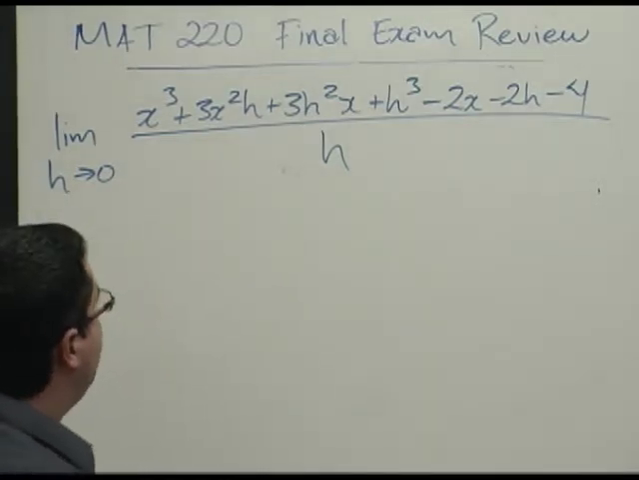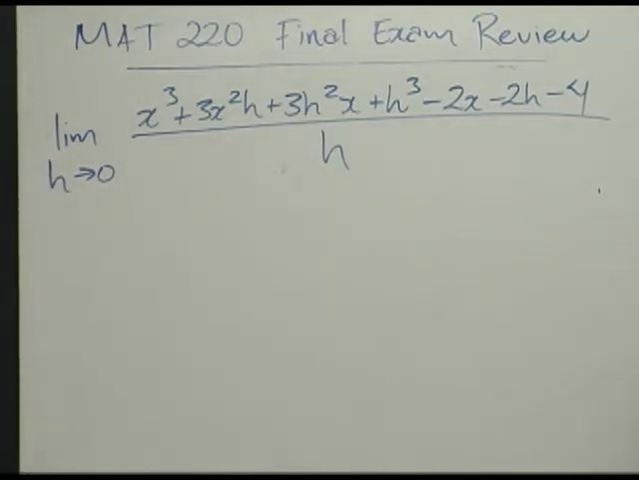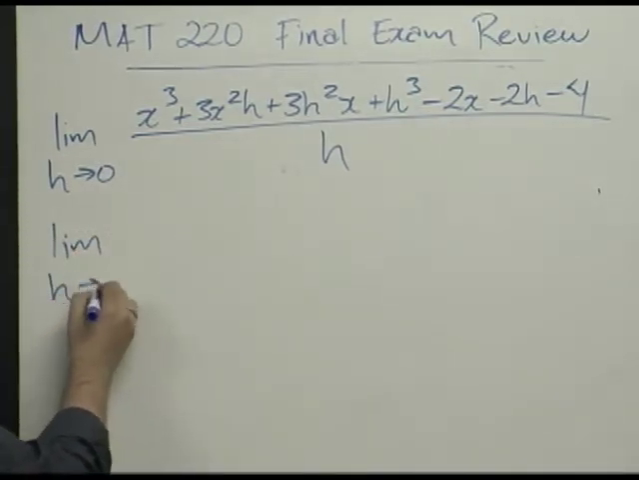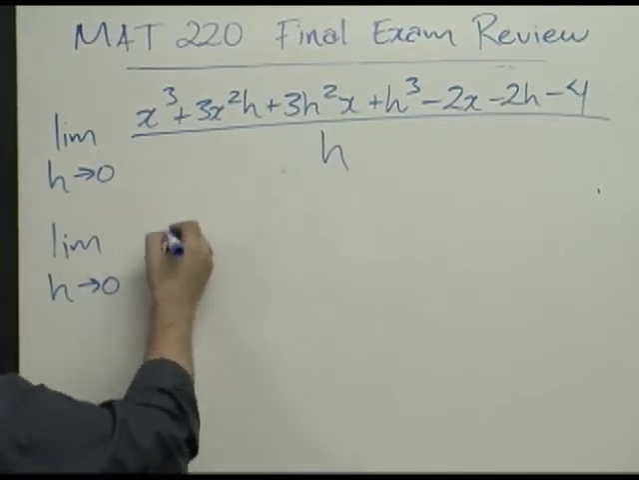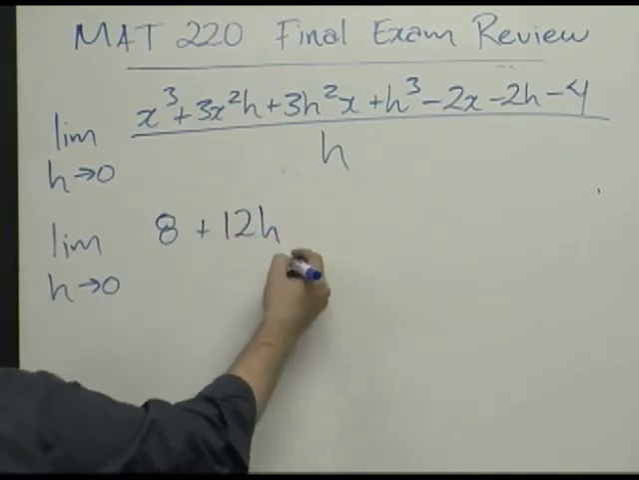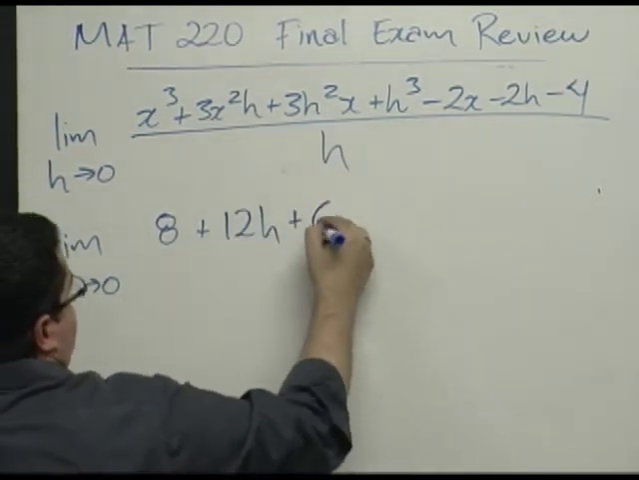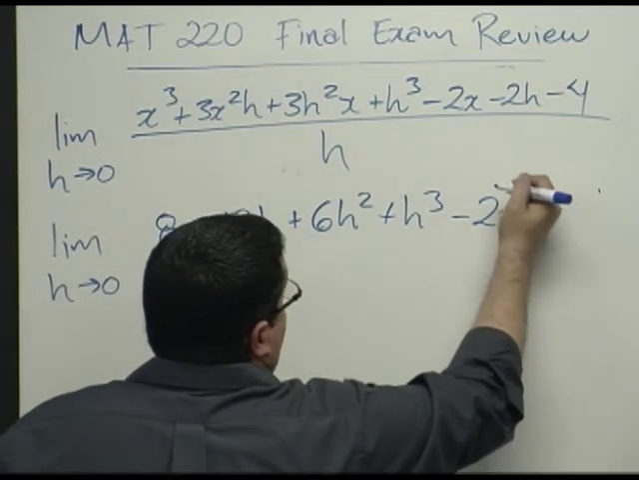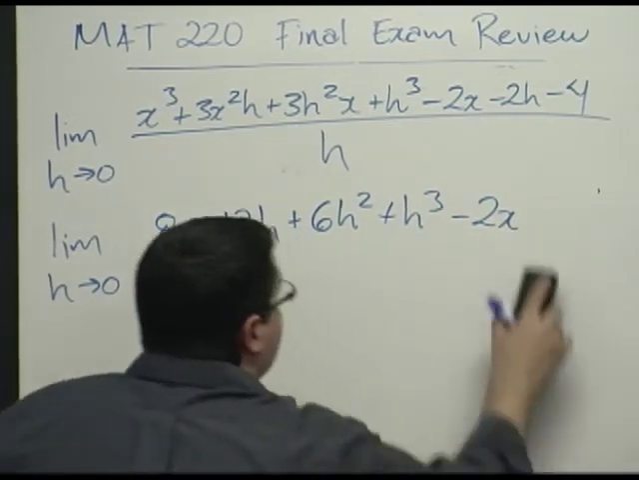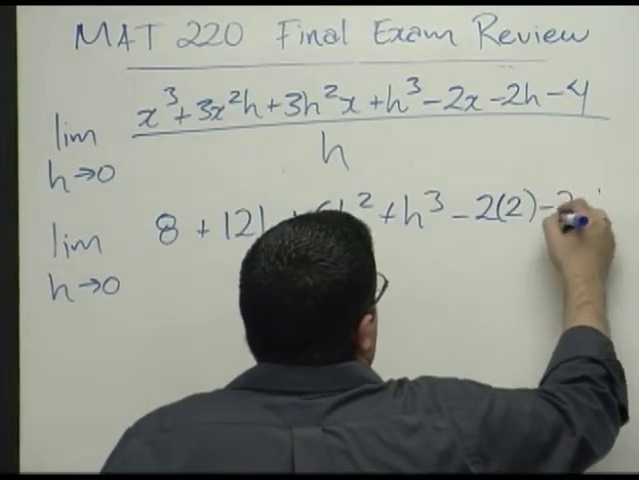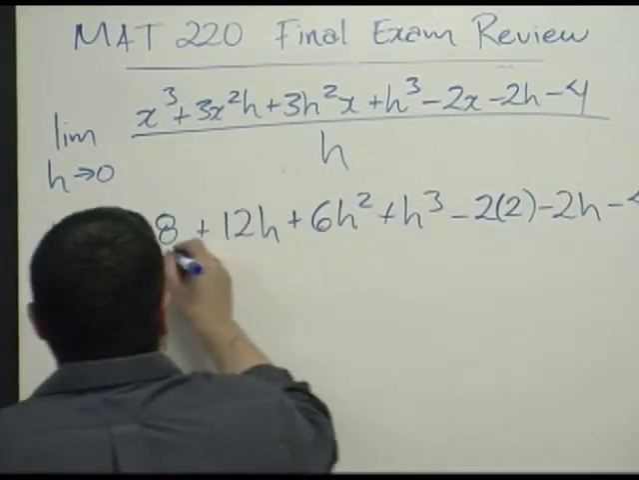Okay, so at this point, now I didn't do it over here, but at this point you could replace the x's with 2's, right? And simplify this problem quite a bit. So now you're looking at the limit as h goes to 0 of 2 cubed, which is 8, plus 2 squared, which is 4, times 3, which is 12, so 12h, plus 3 times 2, which is 6, h squared, plus h cubed, minus 2x, sorry, 2 times 2, which is 4, minus 2h minus 4.